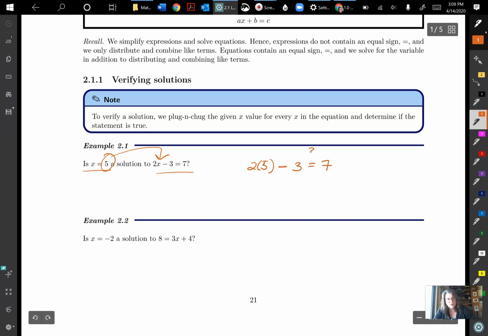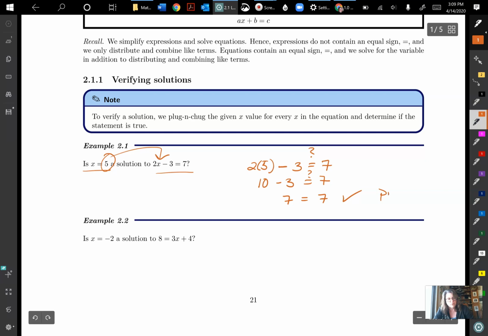I always put a little question mark above there because I don't know yet if it equals. I have to check it, I have to test it out. So I'm going to use my order of operations and crunch the numbers, and I get 10 minus 3. Does that equal 7? Yes, 7 does equal 7. So I'm good. That is true.